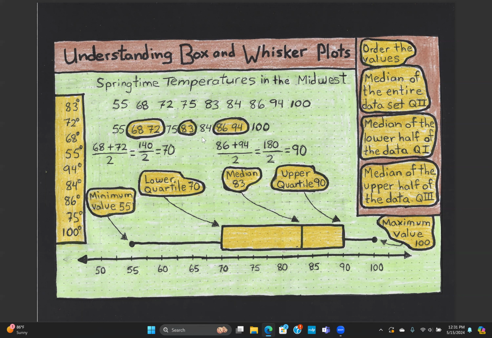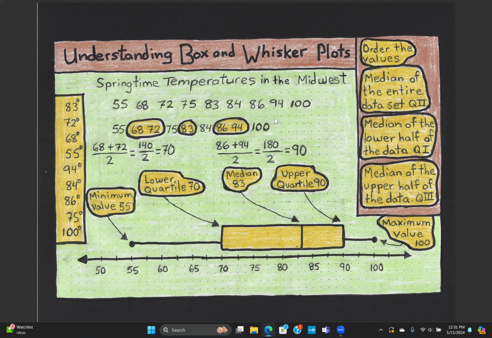And so let's take a look at some of these temperatures in which we have 83, 72, 68, 55, 94, 84, 86, 75, 100. All right, so these temperatures are kind of all over the place, but we're going to create a pattern to these temperatures in which we can understand. And we do that by ordering the numbers from least to greatest. And then we're going to find three medians in this data set.